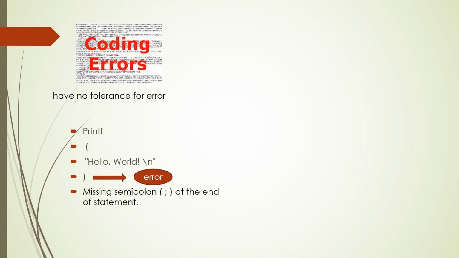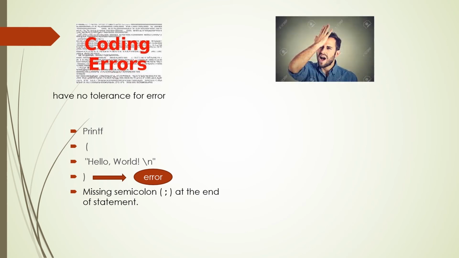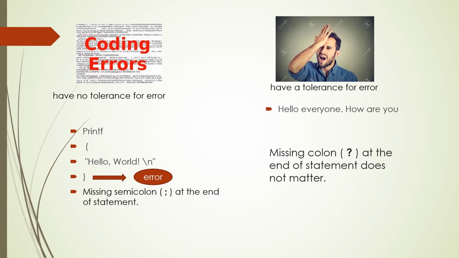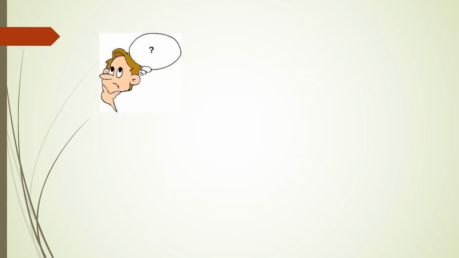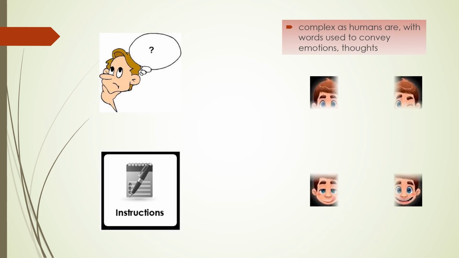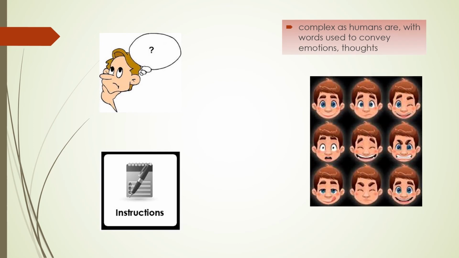Computer programming languages have no tolerance for errors. For example, a missing semicolon at the end of a statement can stop a program from being executed by the compiler. Well, human languages have a tolerance for errors. Programming languages were created to communicate with computers through instructions, whereas human languages are complex, with words which are used to convey human emotions and thoughts.